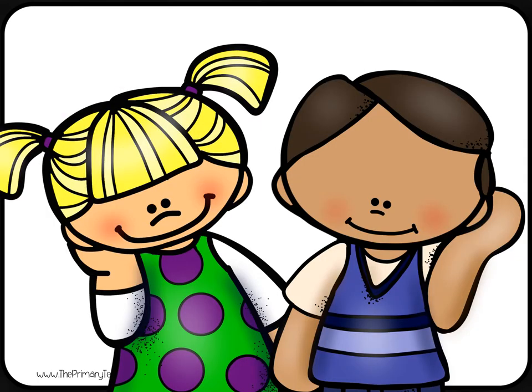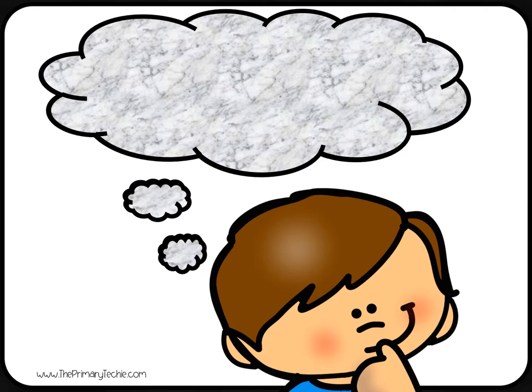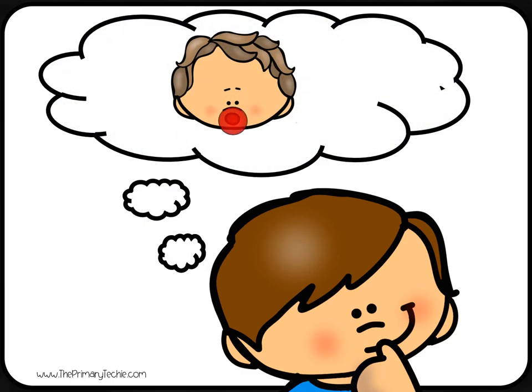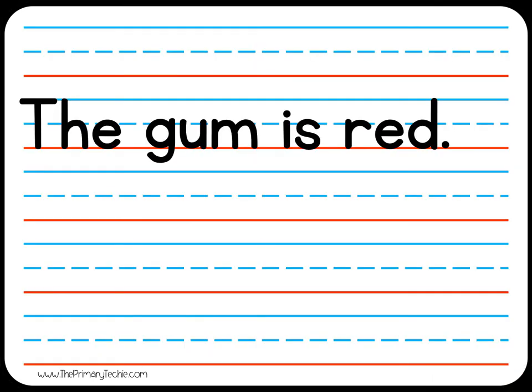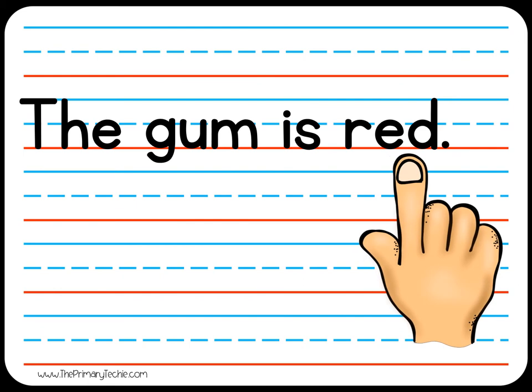Listen to the sentence. The gum is red. Think about the sentence. The gum is red. Write it. The gum is red. The gum is red. Read it with me. The gum is red. Read it to yourself.